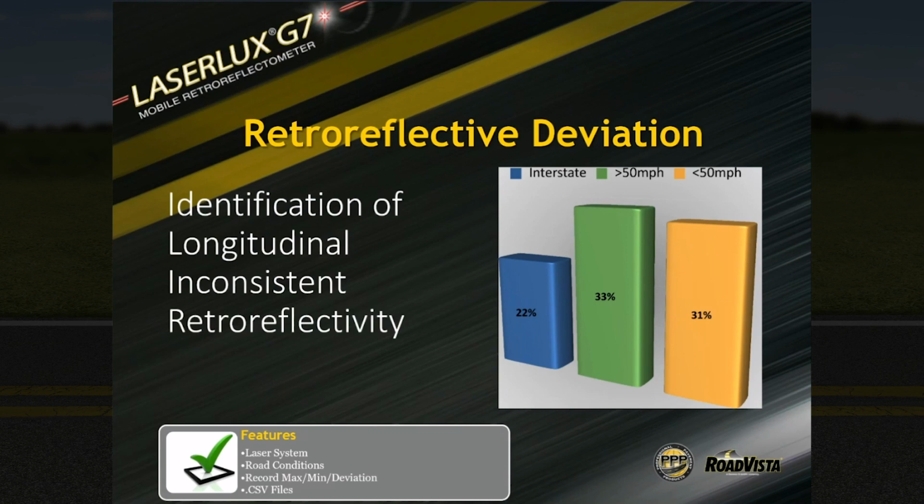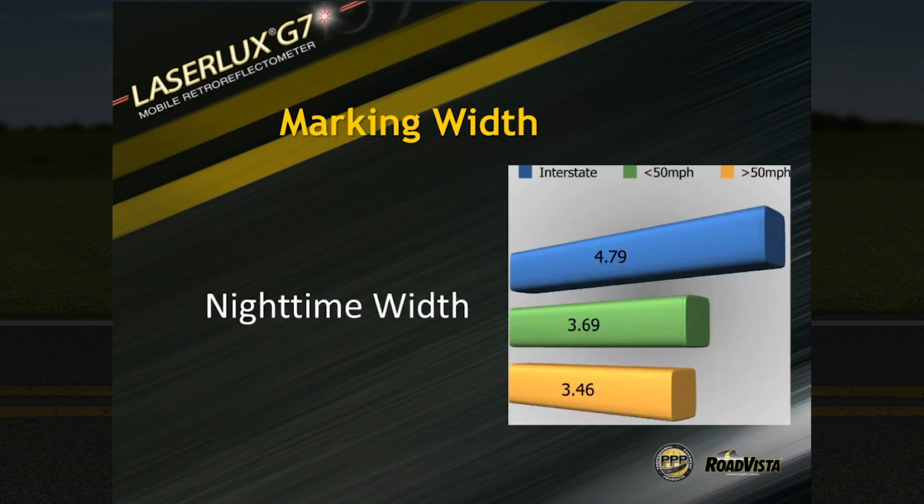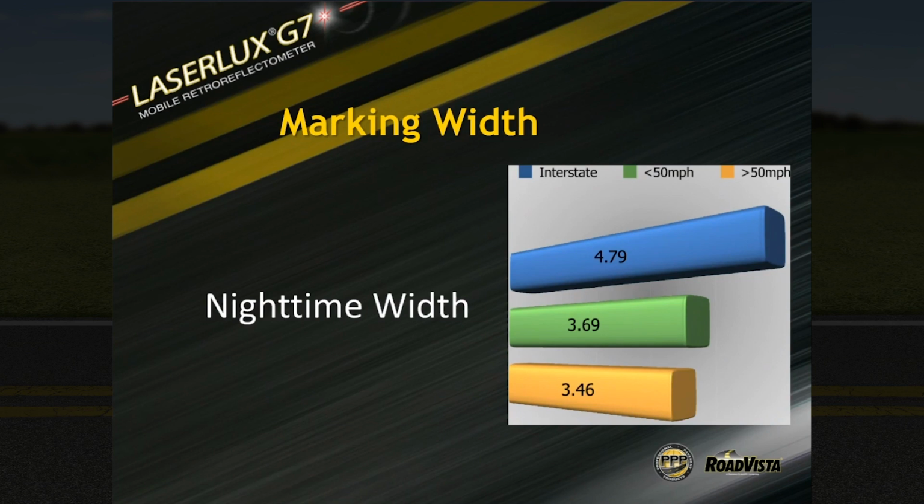So very good, especially for the newer markings. Now let's talk about marking width. This is the nighttime width. We talked a little bit about that earlier. We had an average on interstate of about 4.79 inches. On under 50, we actually had a wider line than over 50.